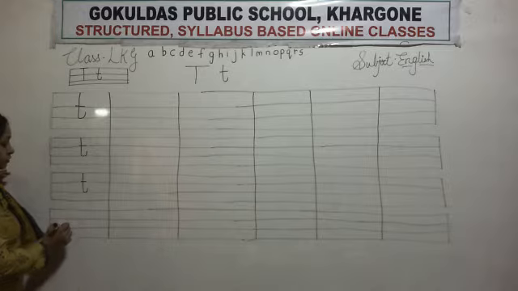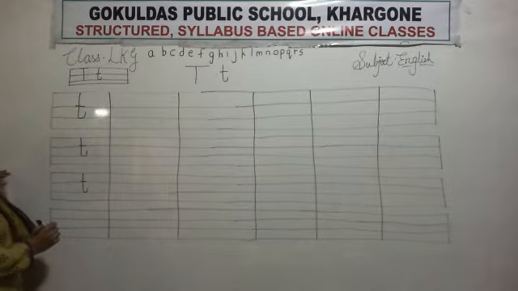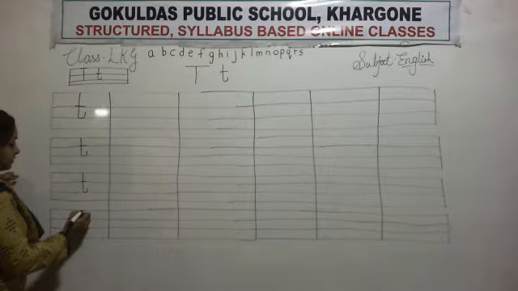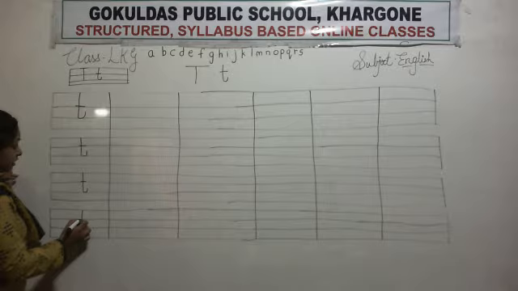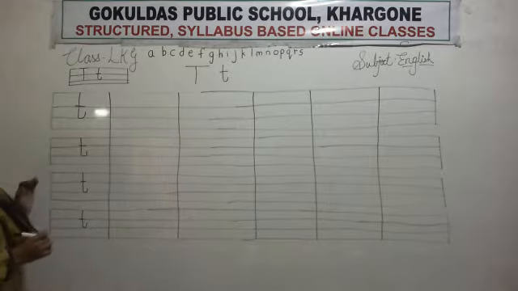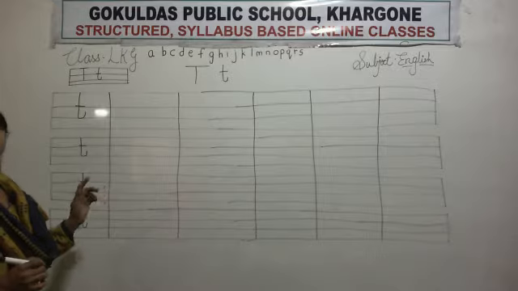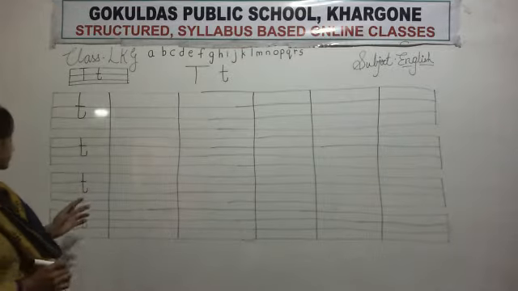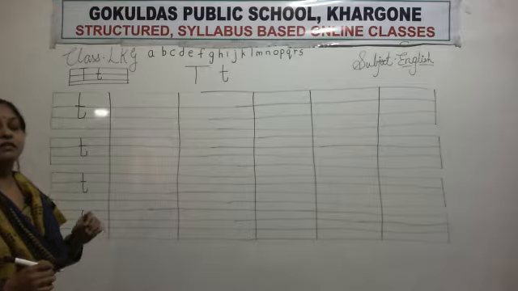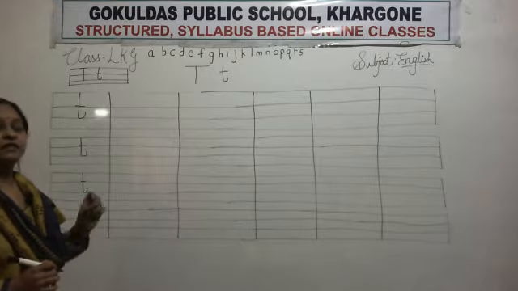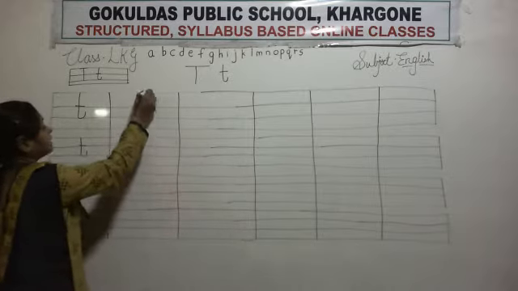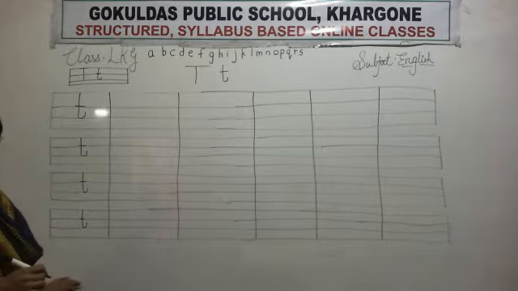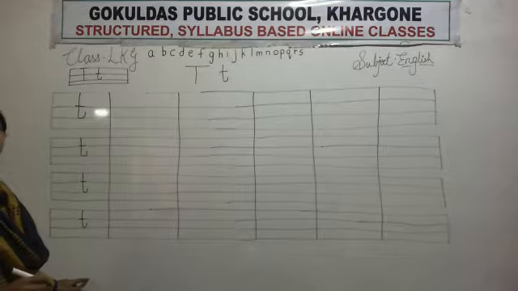Next, again, where will you start? From the upper line: standing line, then curve upward, after that sleeping line. Which letter is this? T. And the sound of t is t. Teacher, television, telephone. Again, in the next line, you have to complete this whole row till the end of the page.